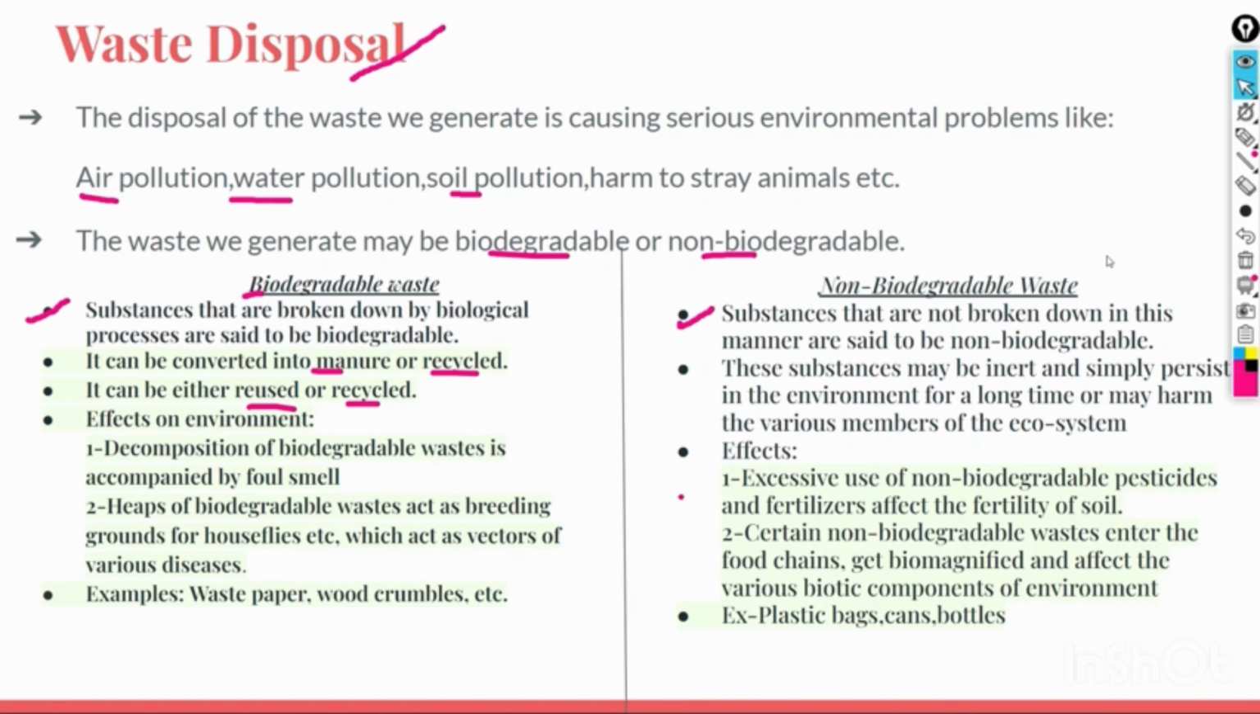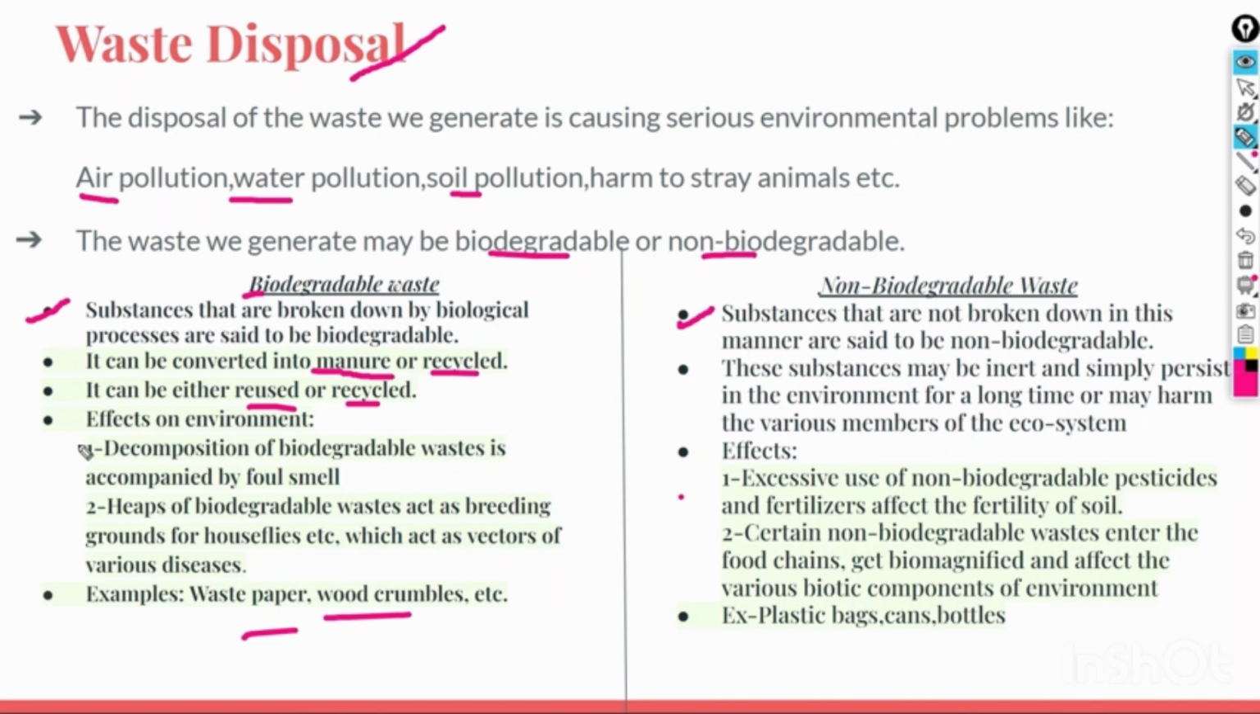If we have waste paper and wood crumbs, we can reuse it, we can recycle it to make another paper, and finally, if we can't reuse it, this can be broken down by the decomposers and by various biological processes, and converted into manure. So that is why they are called biodegradable waste.